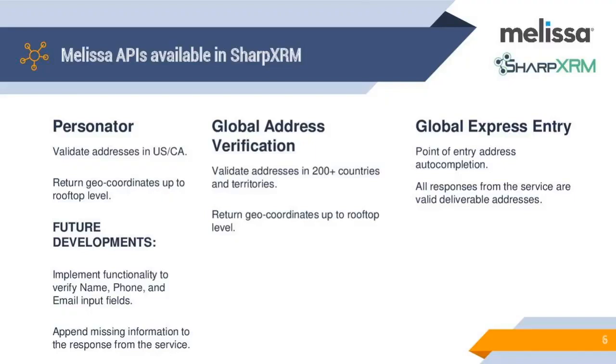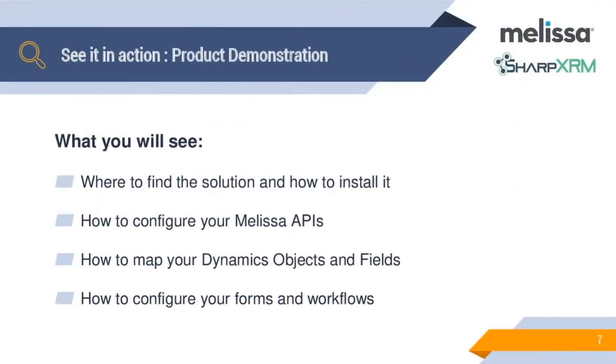And then the final plugin, or the final service that we have in the plugin, is our Global Express Entry service. This is our point of entry address autocompletion, and how it works, as Salim will show you in the demonstration, is you'll give the service a partial address and it will return a list of fully validated and deliverable addresses that are related to what you typed in. And with that, I'll go ahead and pass it back to Salim to take us through the next part of the presentation. Thank you, Chris.